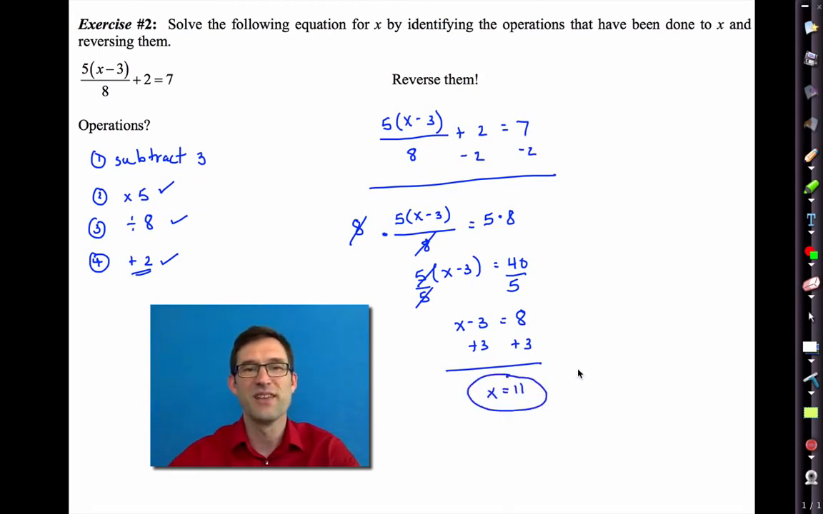And we get x equals 11. Man, that took a lot of work. And yet, what it really took was just looking at what had been done to x and reversing it so that we got x all by itself. Okay? So pause the video now if you need to, and then I'm going to clear out the text.